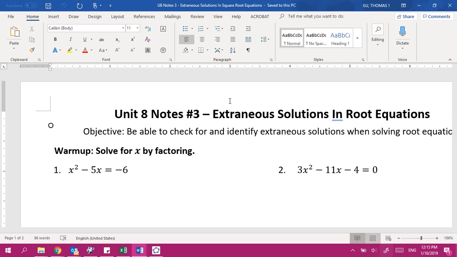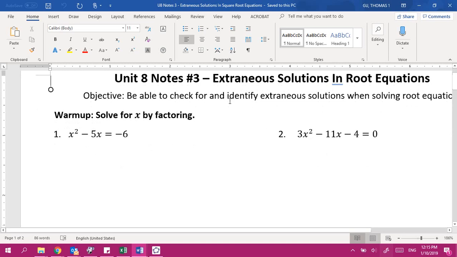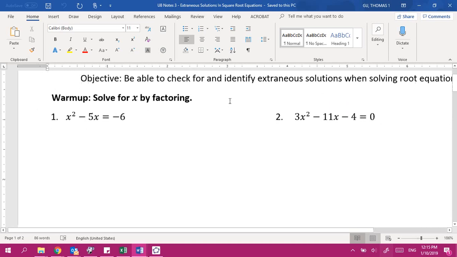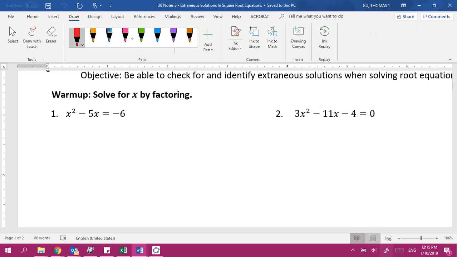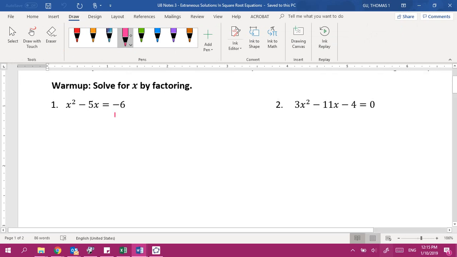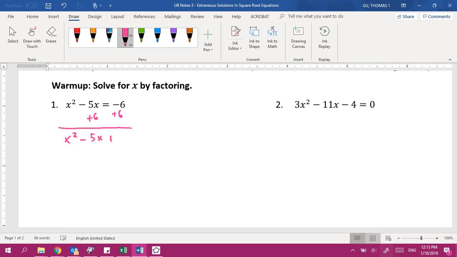All right, so for the warm-up, we got to do factoring because we're going to be using a lot of factoring today, okay? So number one on the factoring, what you want to do first is set it equal to 0. How would you do that? Plus 6 on both sides. That is correct. So then you get x squared minus 5x plus 6 equals 0.